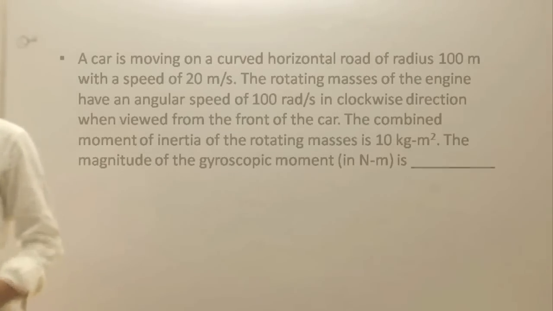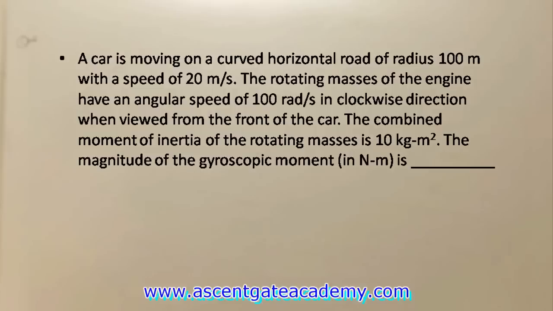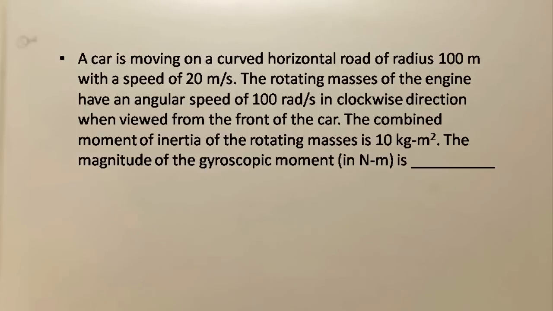Let us solve one question. This question was asked in GATE 2016. A car is moving on a curved horizontal road of radius 100 meter with a speed of 20 meter per second. The rotating mass of the engine has an angular speed of 100 radian per second in clockwise direction when viewed from the front of the car. The combined moment of inertia of the rotating mass is 10 kg meter square. The magnitude of gyroscopic moment is?